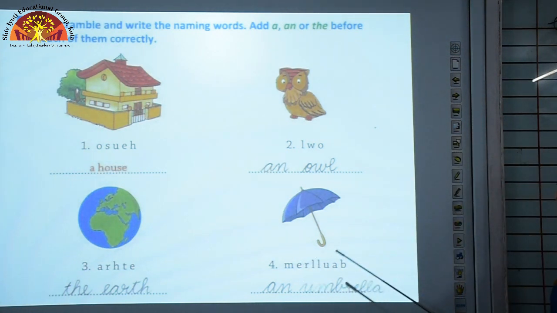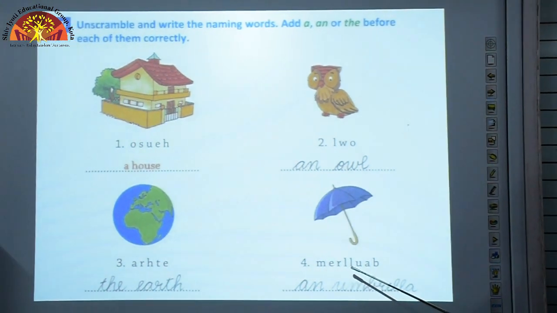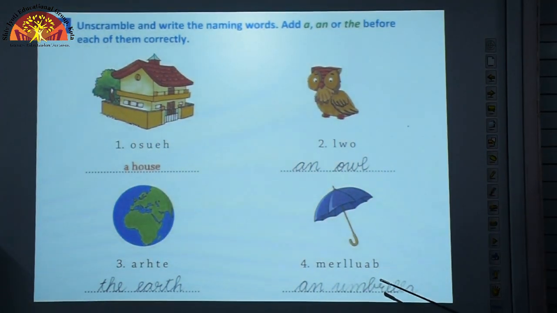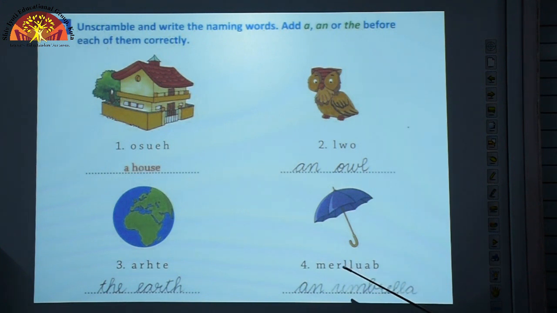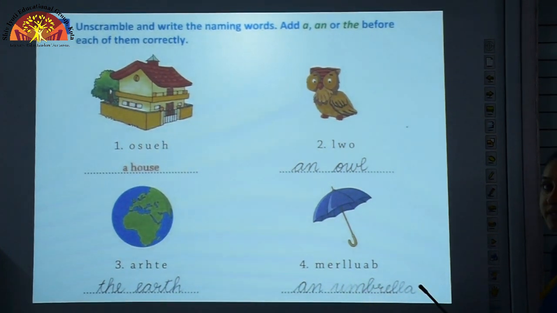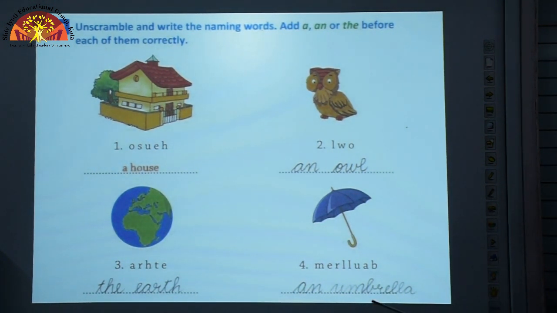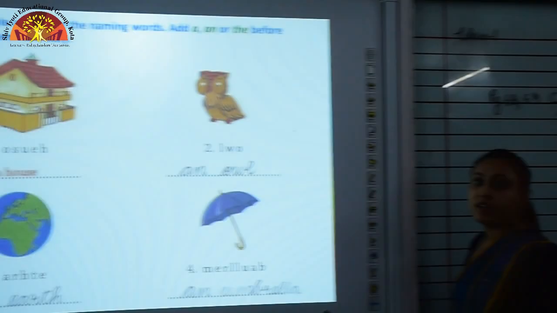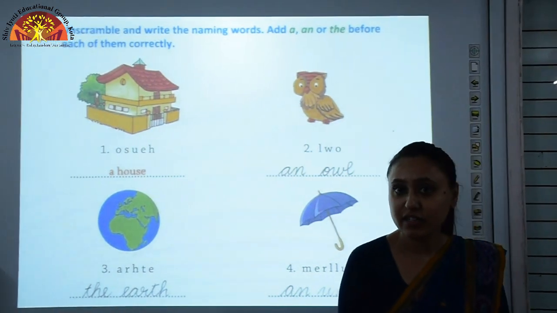Now look at picture 4. Letters given to you are M-E-R-L-L-U-A-B. This is the picture of an umbrella. You will unscramble it and write down umbrella here, U-M-B-R-E-L-L-A, umbrella. Then you have to check whether it is a consonant sound word or a vowel sound word. So this is a vowel sound word. We will add N before umbrella. Okay. So children, I hope this is clear to you.